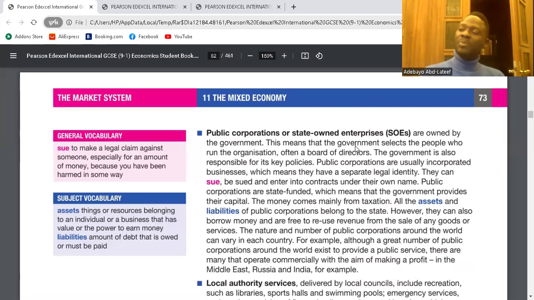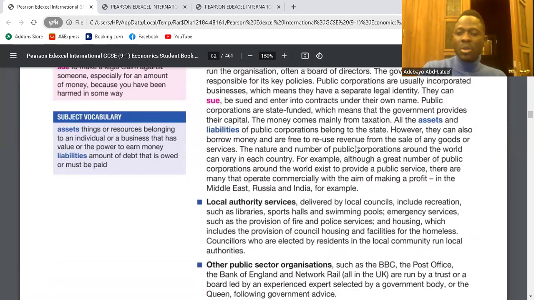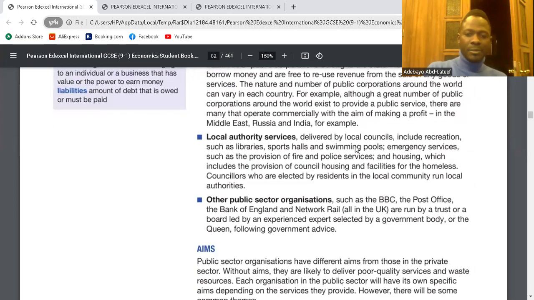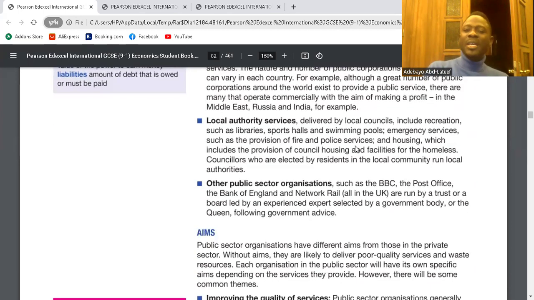Then the public corporations and state-owned enterprises. These are companies owned by the government, but the government will employ directors to control them. State-owned, clear. We have the local authority. For local authority, we're talking about the municipalities. They take charge of the community and of businesses around them. Clear? Other public sector organizations include the BBC, the railway network, and different companies.